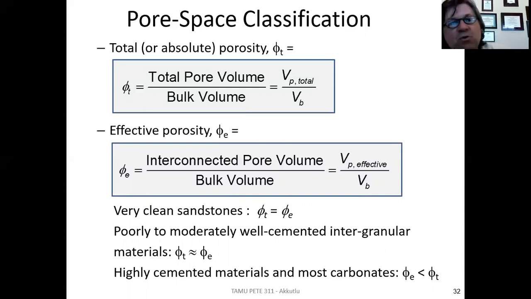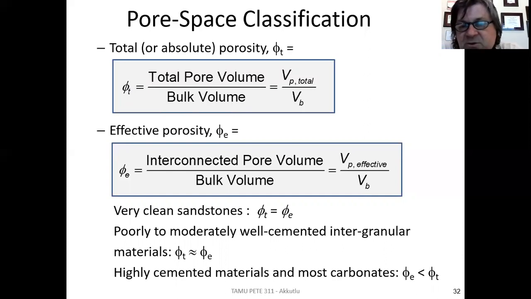Okay, so total or absolute porosity, let's define it as φt. That's the total pore volume divided by bulk volume. And we can also measure effective porosity, which includes the interconnected pores only. Then we measure φe. This is the interconnected pore volume divided by the bulk volume.